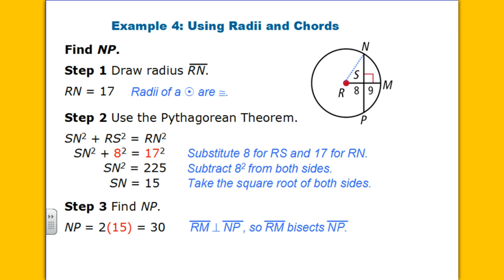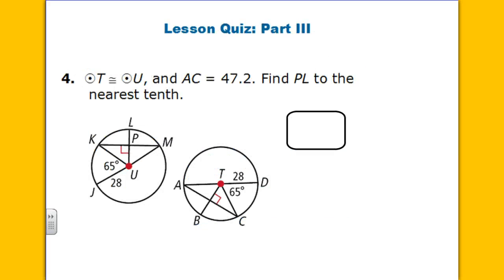Isn't that cool? Very fun. So again, it's all about right triangles. Thank you, Pythagoras, right? Pause the video, come back, check your work. And to the nearest tenth, PL is 12.9.